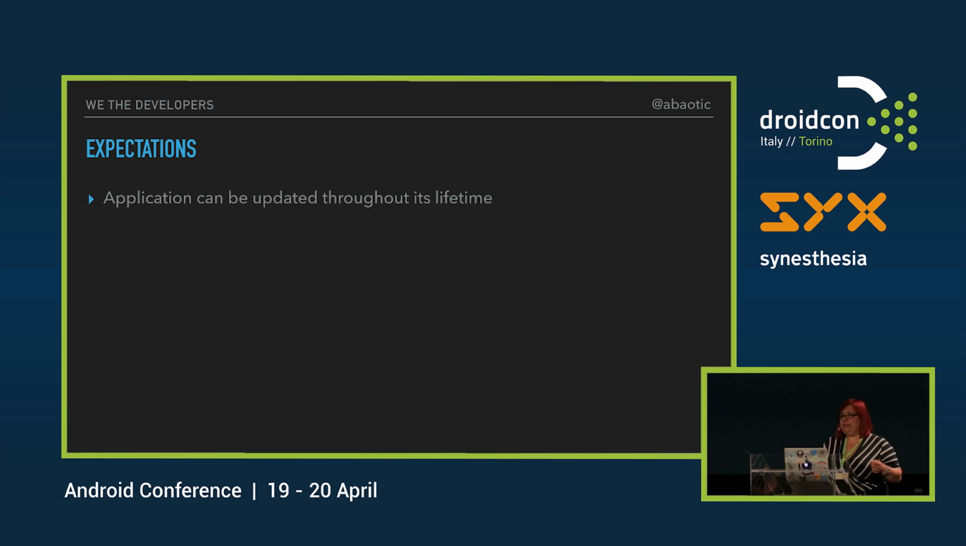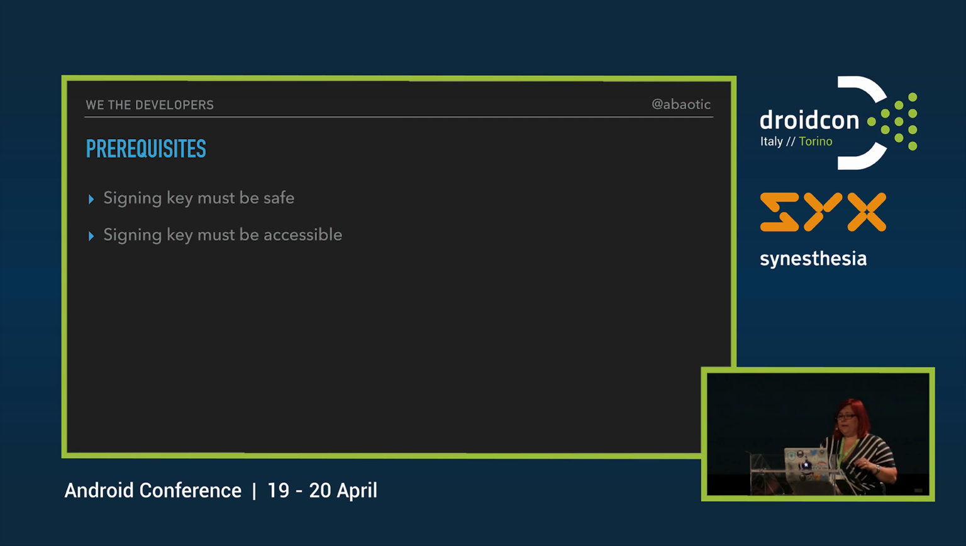Your expectation is that each time you create a new feature or update the app, your users will be able to get that update through Google Play. Prerequisite for that is that your key is safe, so you know where it is, and also not everybody can get to it. If your private key is publicly available, you have a problem because anybody can use it to sign your application and get the same signature.